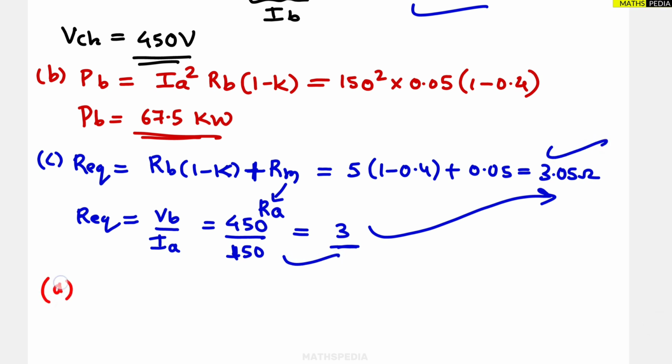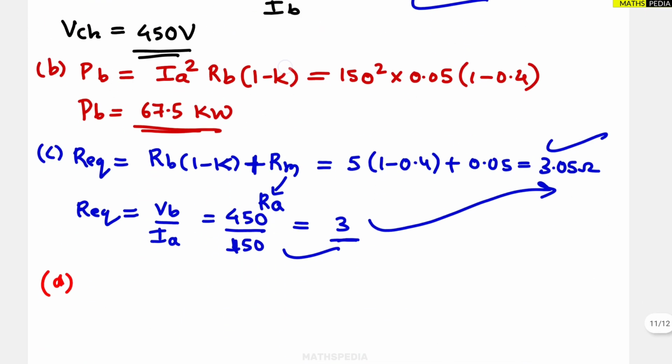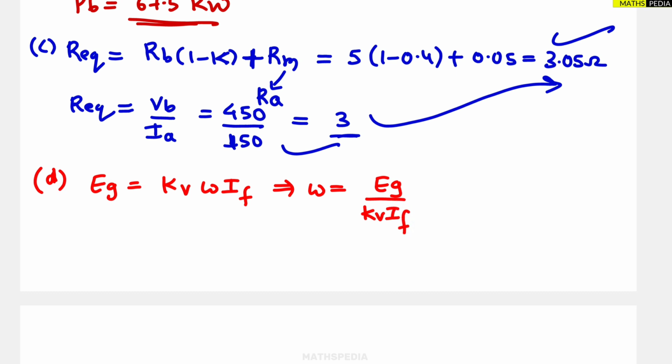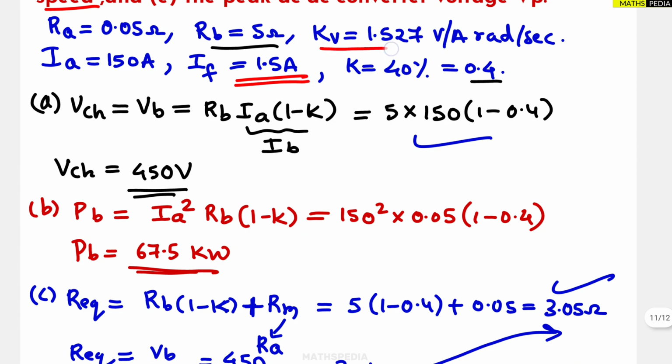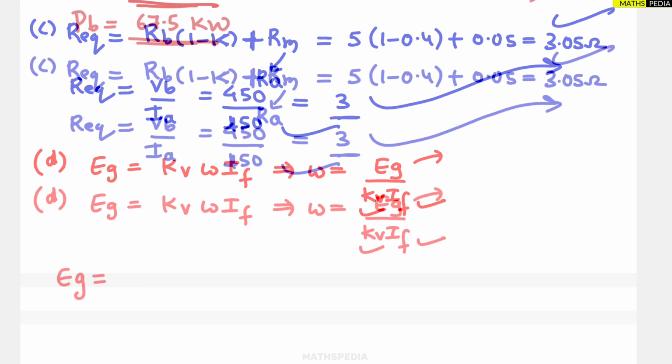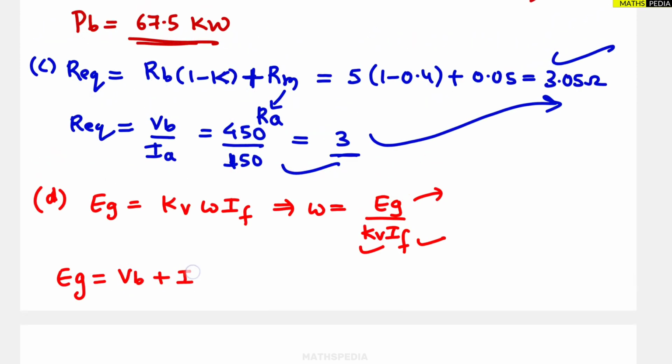For the D part, they are asking the motor speed. In order to find the motor speed, you have to relate it to the back EMF, the generated EMF. EG is equal to kV into omega into IF. From this you can get omega, which is equal to EG divided by kV into IF. Now the EG value is not given, IF is given and kV is given. We need to find the EG value. So what is the formula of EG? We have studied that we have to relate it with VB. This is a DC separately excited motor. So EG becomes VB plus IA into RM.